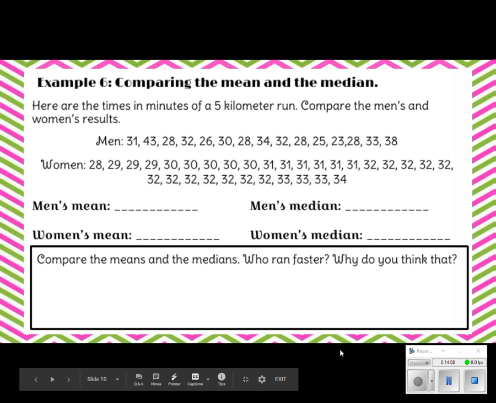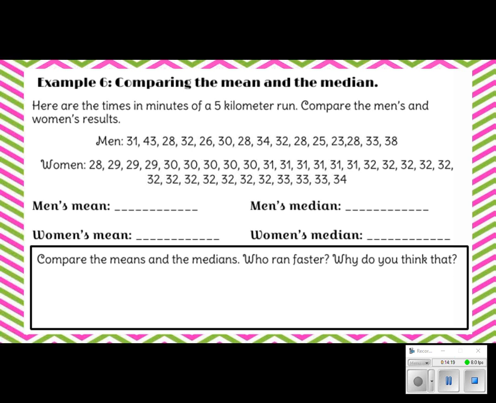So here is another one comparing the mean and the median. So what I want you to do is I want you to pause the video. I want you to work with a calculator. Remember, the more that you work with a calculator and you familiarize yourself with it and try to figure that out, the better it is for you in the long run.